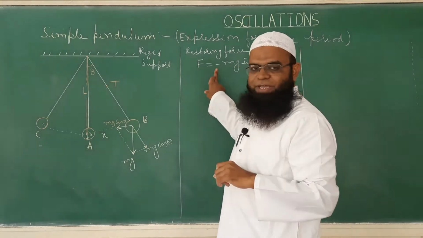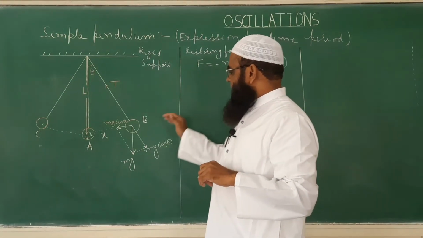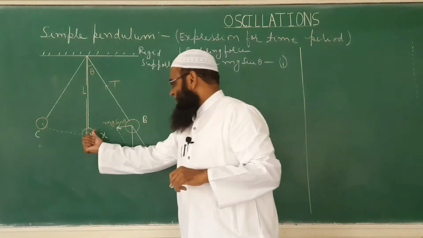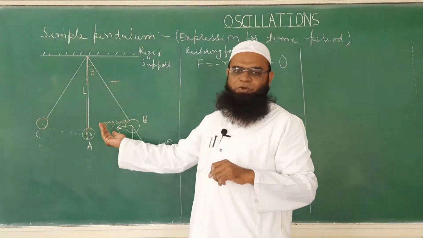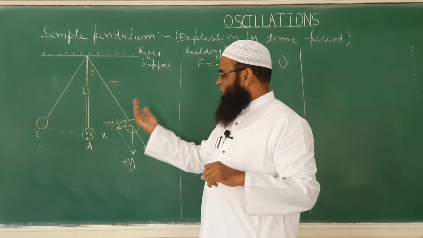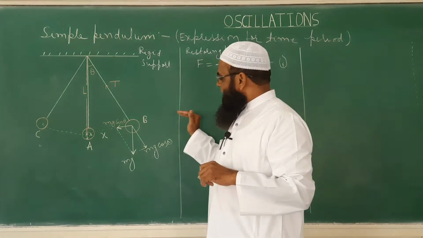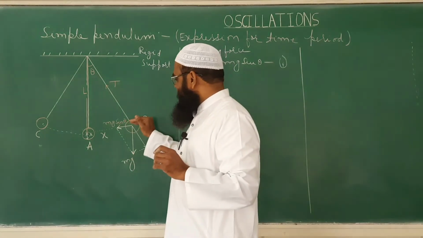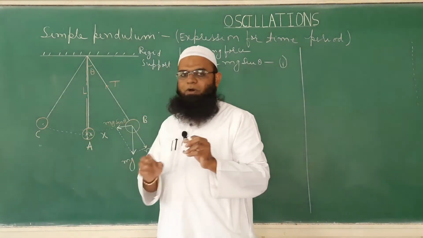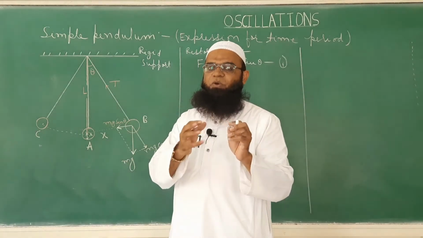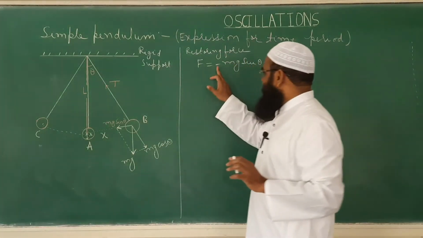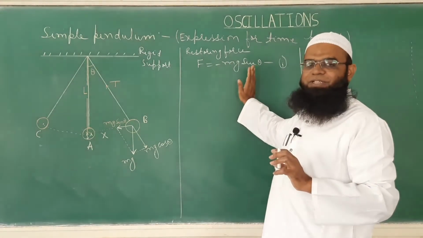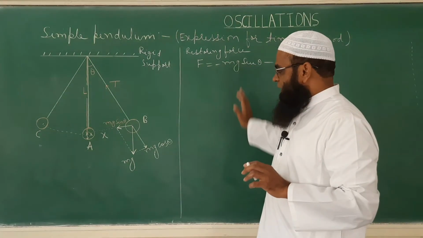Now here a negative sign is there. Why? Because the bob is getting displaced in this direction, that is towards the positive extremity or towards point B, and this force is acting exactly opposite to it, trying to bring the bob back to its mean position or original position. That's why we have written the negative sign. Force and displacement are oppositely directed.